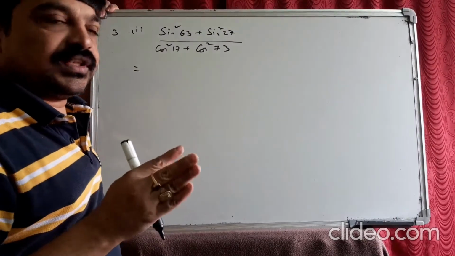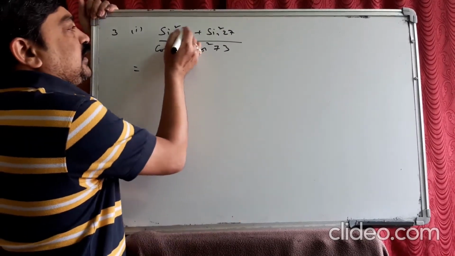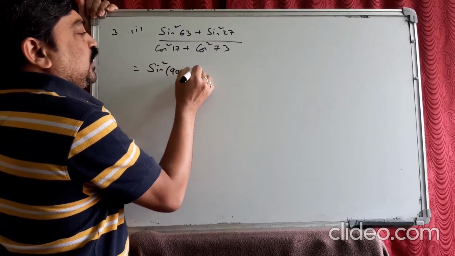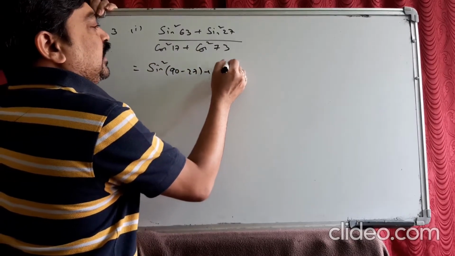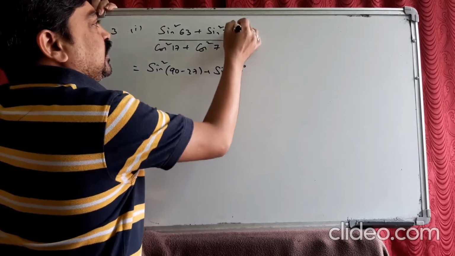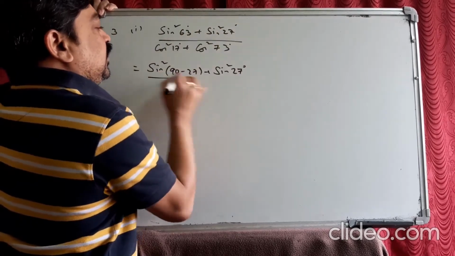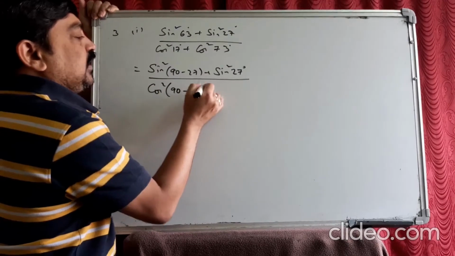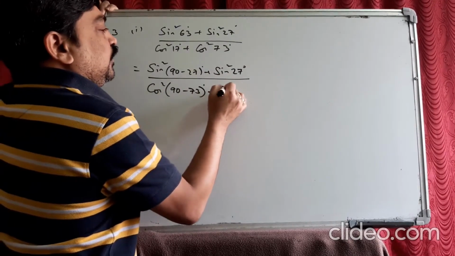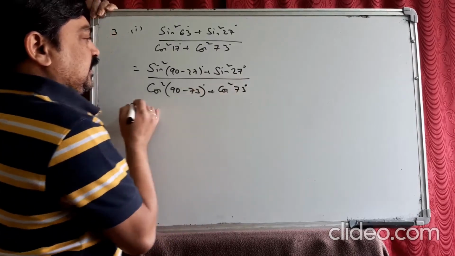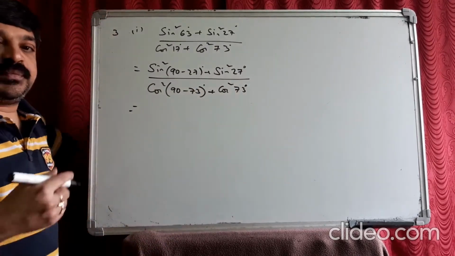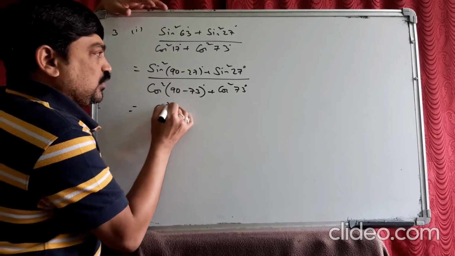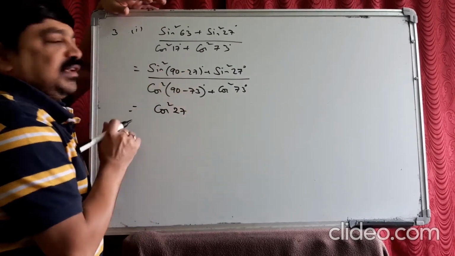So don't change everything. If I want to change 63, I can write 63 as 90 minus 27, because I am going to bring it in terms of 27 degrees. In the denominator also, cos square, you can write this as 90 minus 73, so I'm going to bring it in terms of 73 degrees. When you apply 90, according to the previous exercise, sin theta becomes cos. So it becomes cos square 27, because of complementary angles.